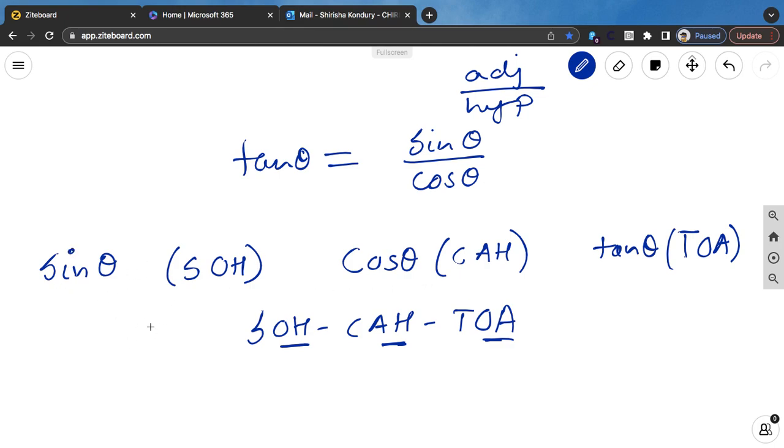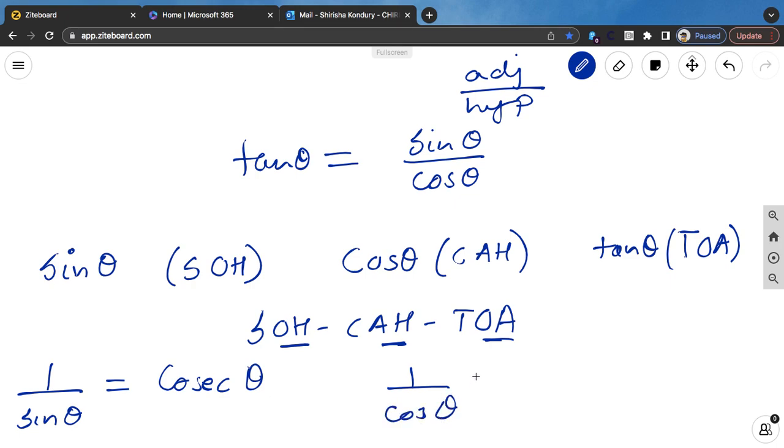They're reciprocals because you saw that it's a permutation, right? Arrangement. So their reciprocals also have been defined. This is called cosecant theta. The reciprocal of cos is called secant theta, and the reciprocal of tan is called cotangent theta.